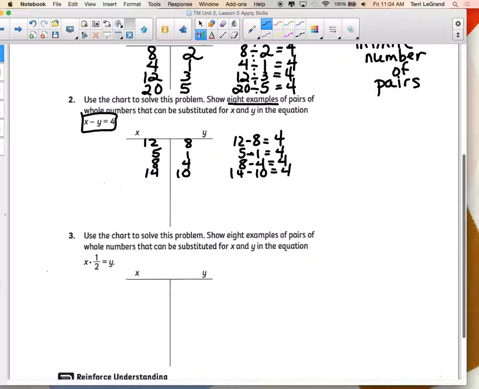Got one for me, Hannah? Think on it. Dan, you got one for me? 9 and 5. 9 take away 5 is 4. How many do we have so far here? I think we got 5 of them. We need 3 more. You got one for me now, Hannah? Okay, what is it?